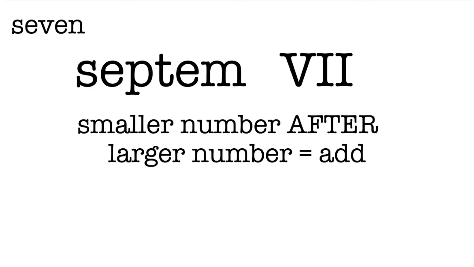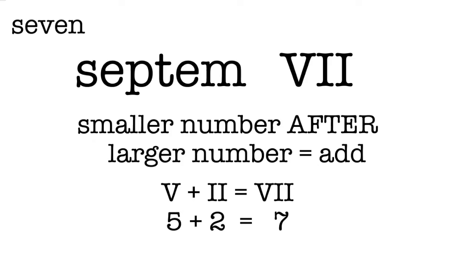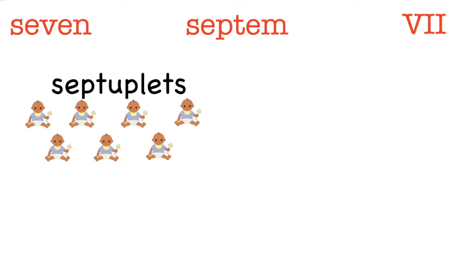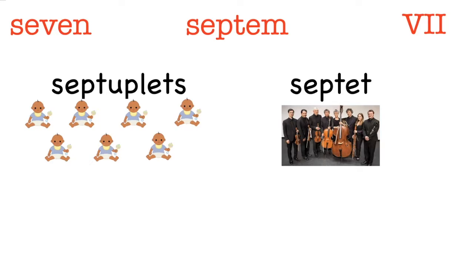Next, we have the number 7, septem, and more math, so VII. So we've got the smaller numbers after. So this is V plus II. So 5 plus 2 gives us 7 for the Roman numerals. And from septem, we have septuplets. I promise it's the last one. I won't do any more past 7. So 7 babies at the same time. There's also a septet, a 7-person music group.